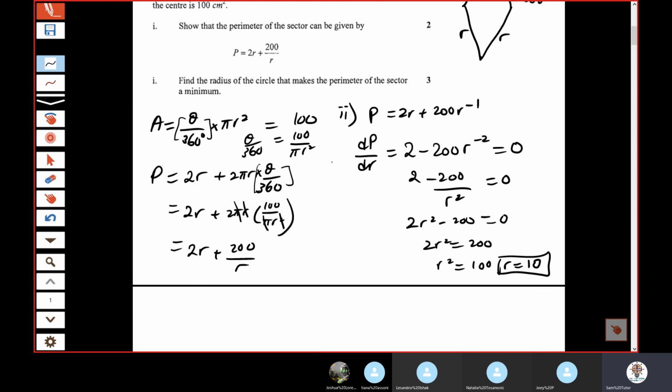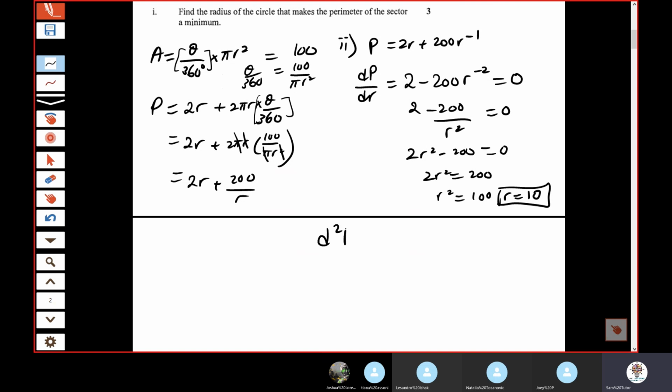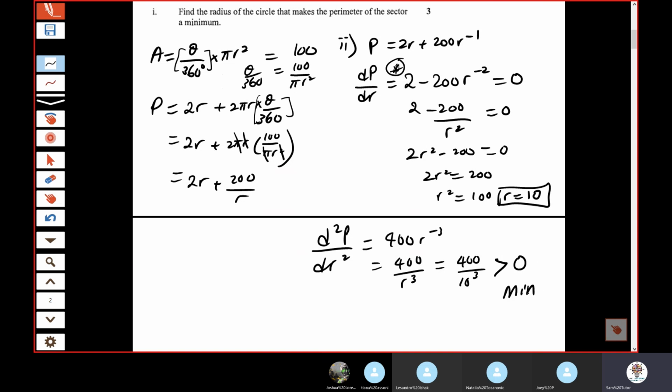All we need to do now is show that it's a minimum. So d squared P on dr squared. Bring the negative 2 down again from this one up here. That 2's gone, so then that becomes 400 r negative 3, which becomes 400 on r cubed, which means it's 400 on 10 cubed, which means this number is always greater than 0. You know, you're done. Easy.